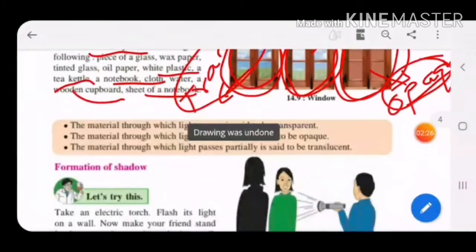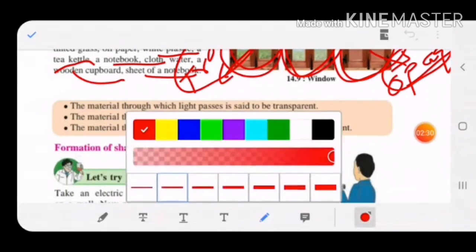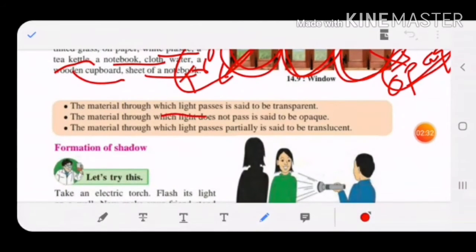Now let's move further. They have given us the definition. The first one is transparent. What is the definition of transparent materials? The material through which light passes. Scientifically, the material through which light passes is called transparent. The material through which the light does not pass is said to be opaque. At all, the light does not pass, then it is opaque. The material through which light passes partially, half of it is passed, then it is translucent. So these are the 3 materials: transparent, opaque and translucent.